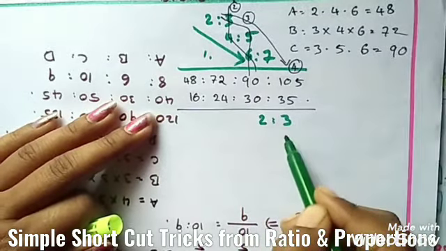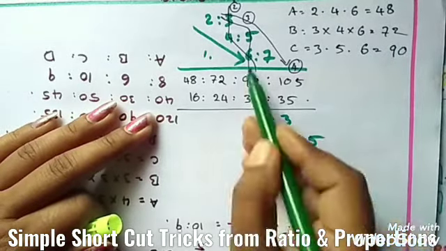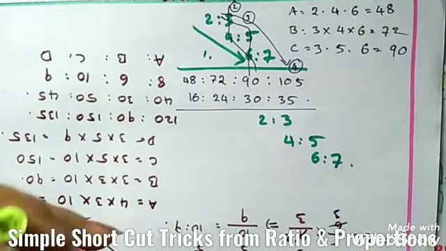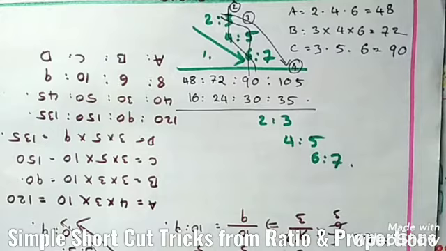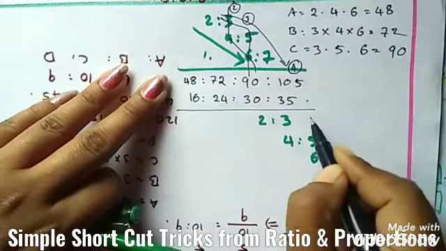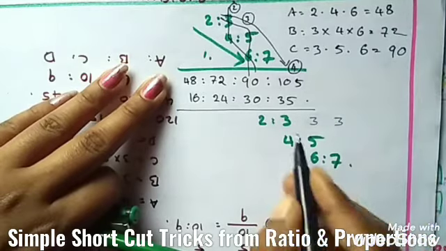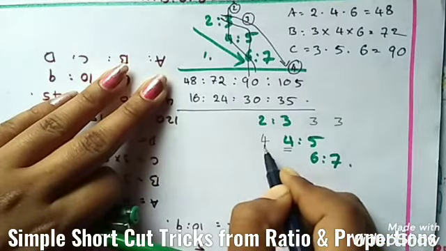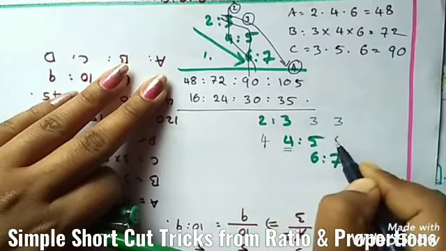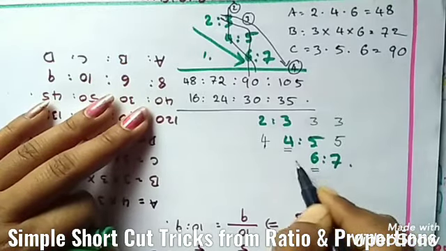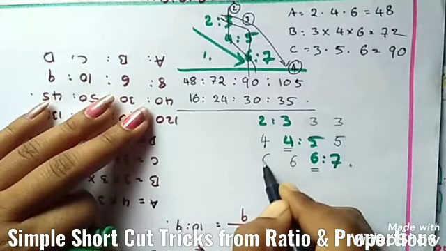2 is to 3, again 4 is to 5, 6 is to 7. You should write like this, and the same number should be repeated. Here is the number 3, so you have to write that 3 twice. Here is the number 4, you have to write that 4, and here is the number 5, the same number should be repeated, and here is the number 6, 6 and 6.